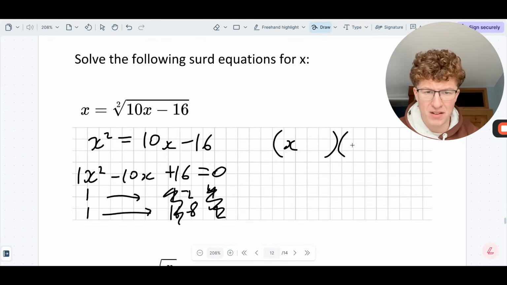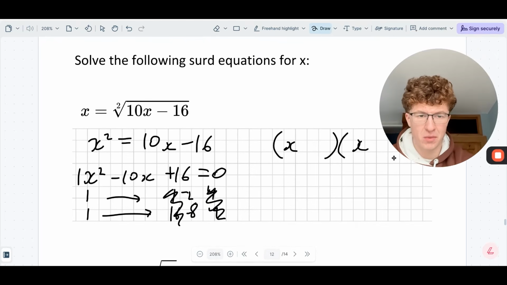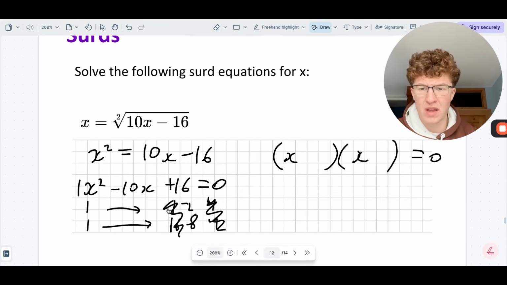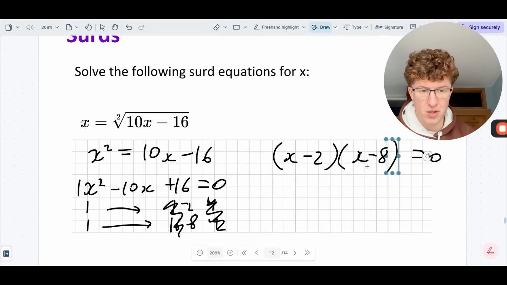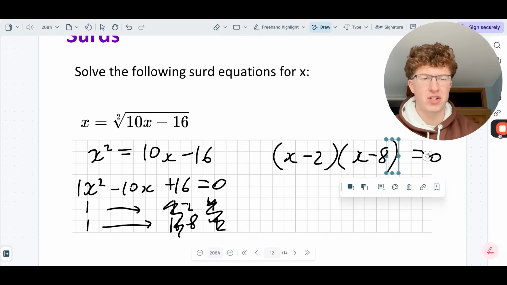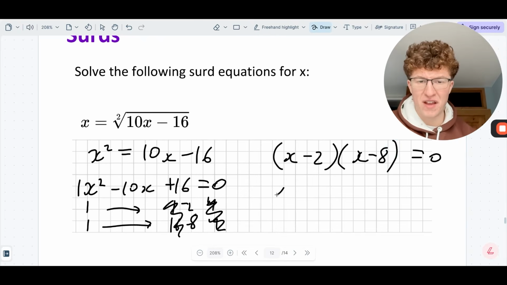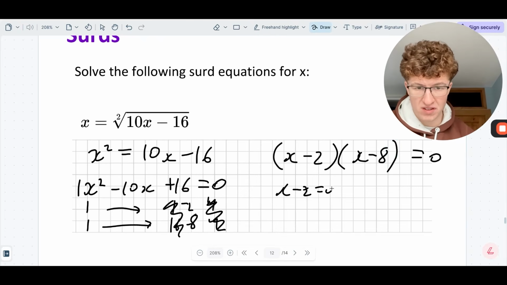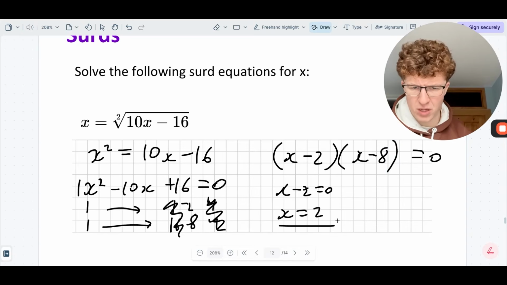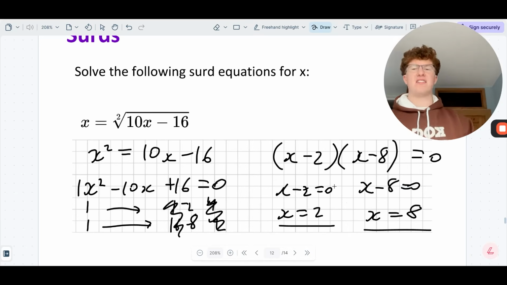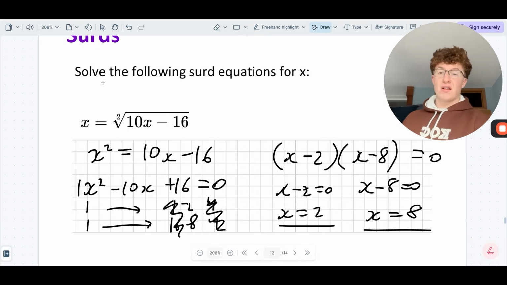So we'll write it over here. Put the x's in the brackets first, equals 0. And these are both x's, so it actually doesn't matter which brackets we put these into. X minus 2 and x minus 8. Again, if you want to make sure you're correct, multiply these brackets out. But from this, if x minus 2 is equal to 0, then x must equal 2. And if x minus 8 is equal to 0, then x must equal 8. So that's the answer to this question.